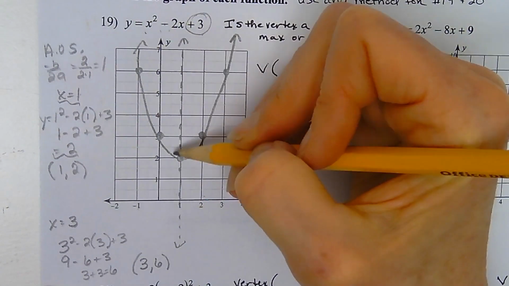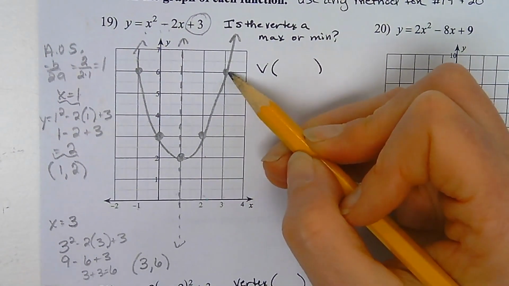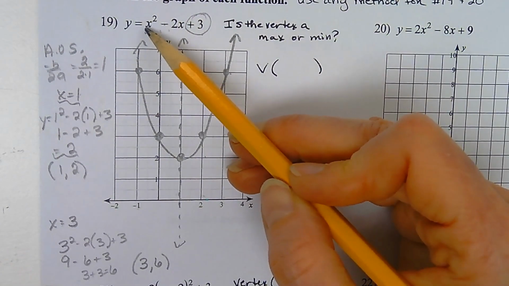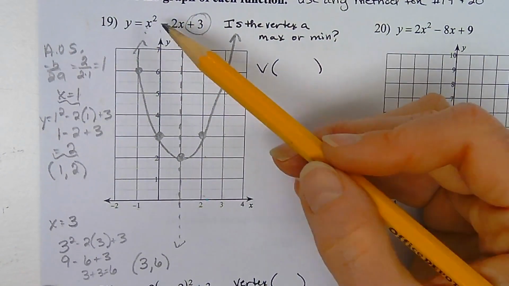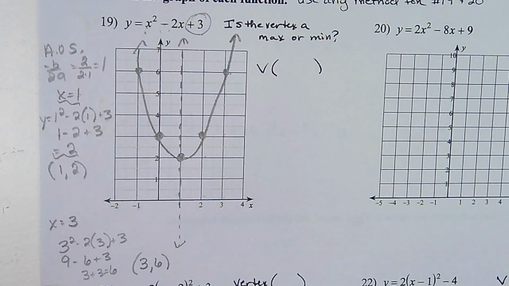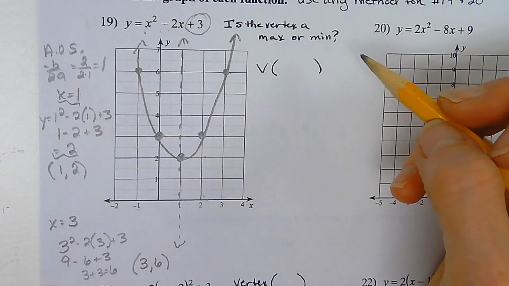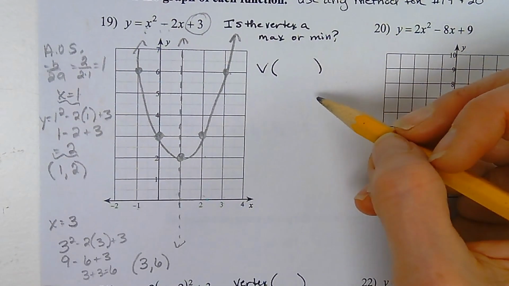You'll notice it follows the pattern of the parent graph. Over 1, up 1, over 1, up 3, because this a is 1. So the a does not change the pattern in any way. So there's the pattern. Now if I was going to change this into vertex form, I would complete the square. So I'm going to just do that quickly. So you can do it either way.